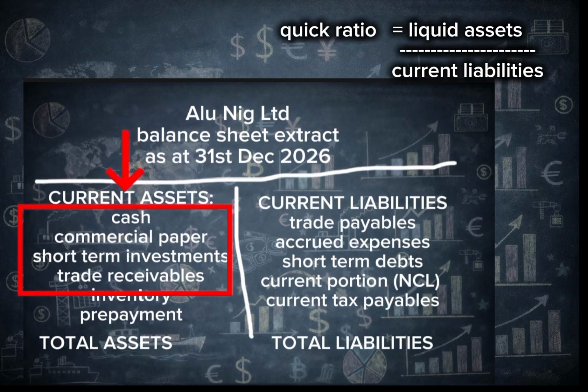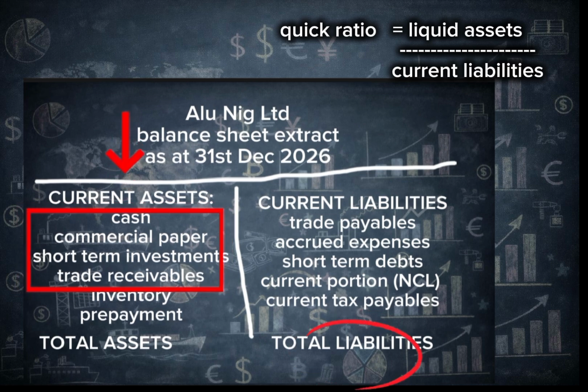So for our quick ratio, we will say cash plus commercial papers plus short-term investment plus trade receivables. This will make up our liquid assets, all over current liabilities. Like we said, 2:1 is an ideal ratio. 1:1 is okay. But below that, it shows that we may not be able to pay our short-term liabilities as and when due.